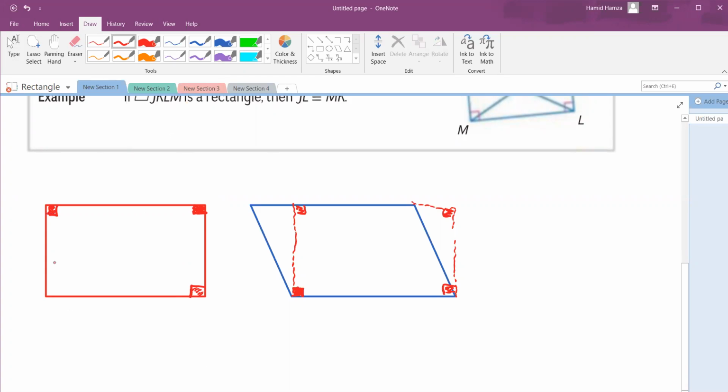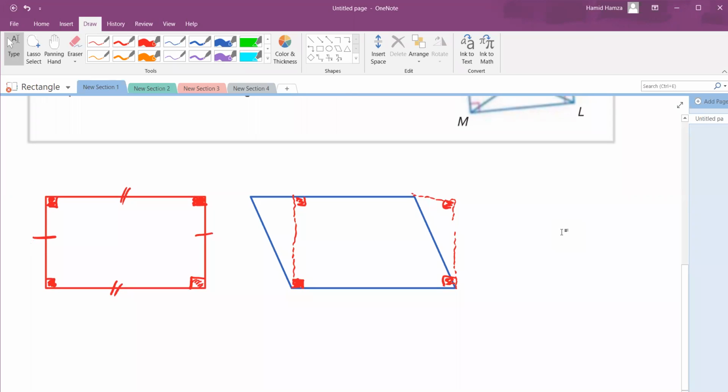Remember, guys, it is a parallelogram. That means the opposite sides are congruent. So these two are congruent. The opposite sides are congruent, 90. The sum of the consecutive angles is 180. Okay, guys, so this is a parallelogram, as a rectangle. So a rectangle is a special case of a parallelogram.